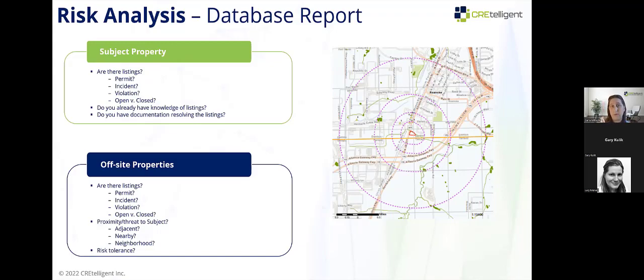Remember in our last presentation, we were talking about establishing just how much you are willing to accept. When is it too much? If you're willing to accept that a quarter mile away there was a leaking underground storage tank and the case is closed, and you don't feel like you need to look into it more, then that's great. You document that. Document your rationale. Why is it that way? Support yourself with facts.